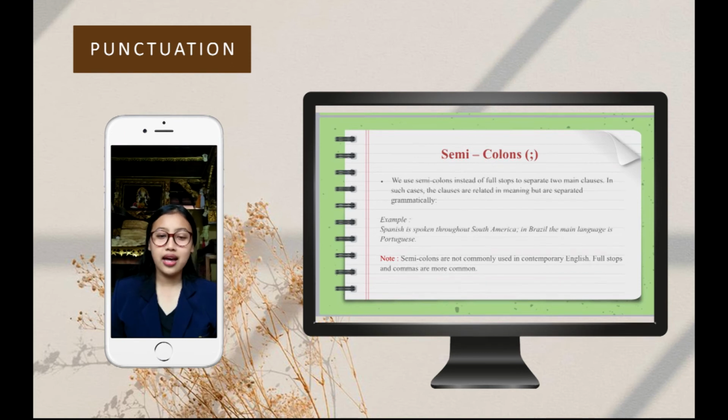We use semicolons instead of full stops to separate 2 main clauses. In such cases, the clauses are related in meaning but separated grammatically. For example, I think I want another cup of coffee; I have to study all night. Because this sentence has 2 main clauses, we have to put a semicolon between the clauses.